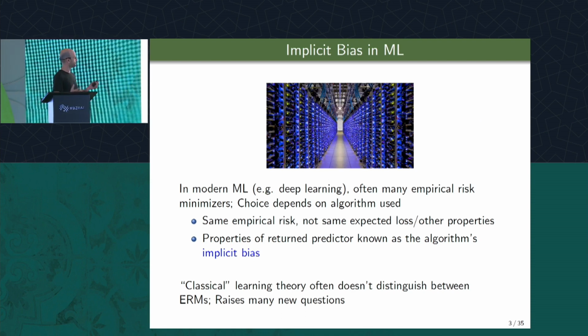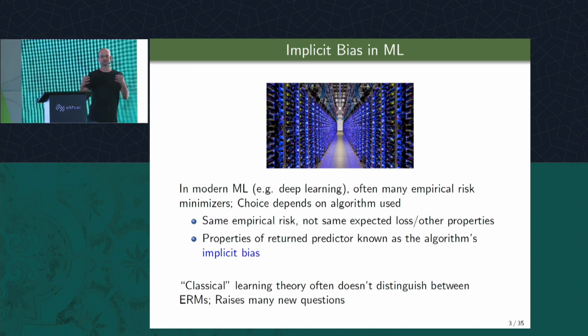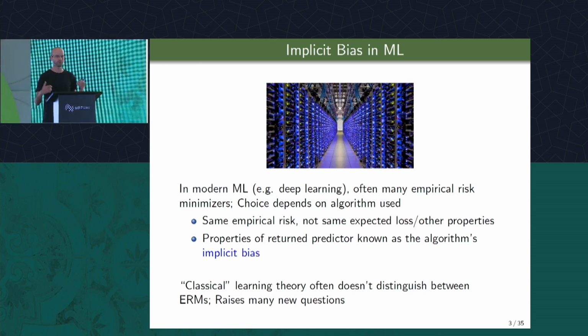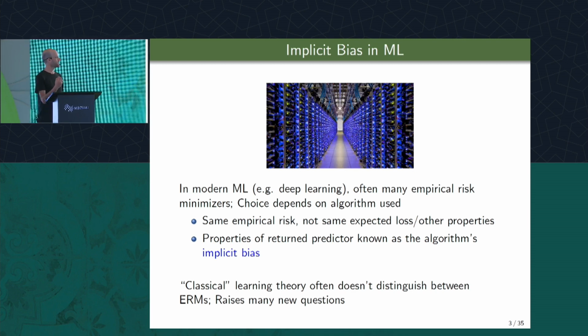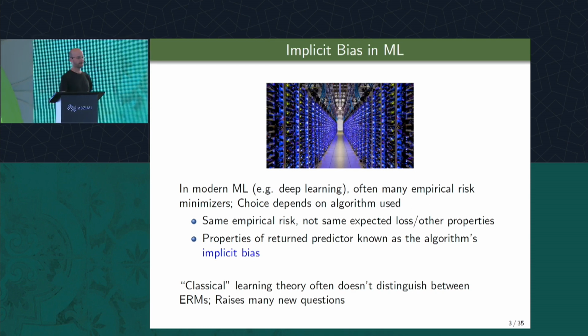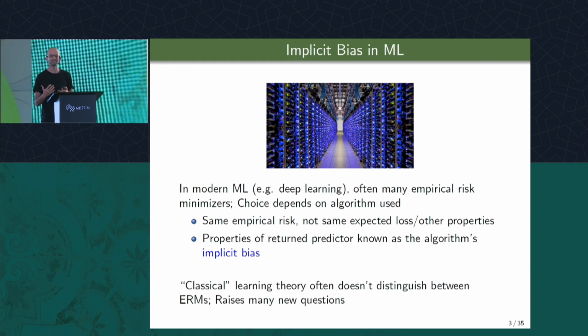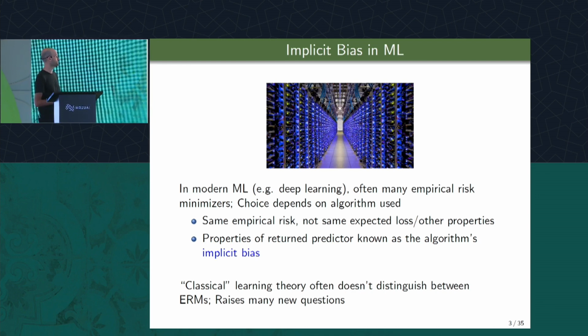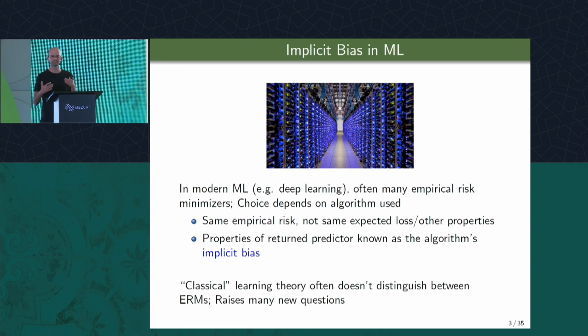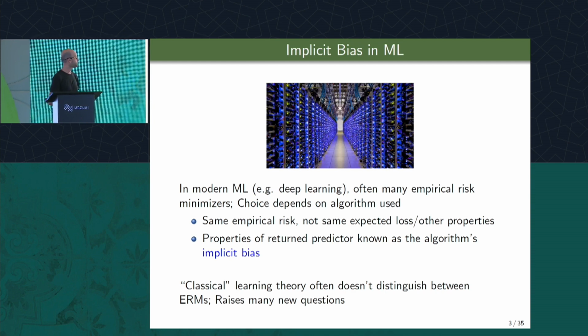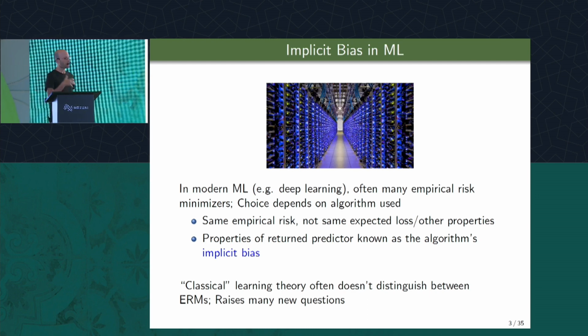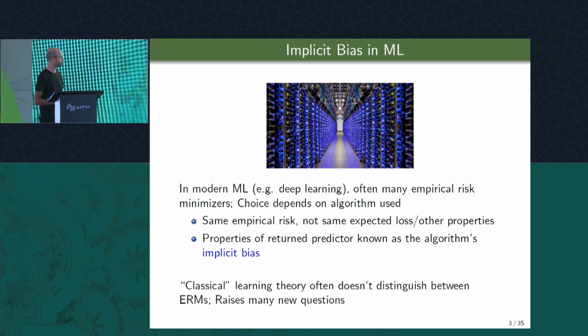Now, in modern machine learning, say in deep learning, usually we use very large predictors, which are over-parameterized in some sense. This implies that usually we don't have a single unique empirical risk minimizer, but many. The question of which minimizer we get depends on the algorithm that we use. All of these minimizers have the same empirical risk, but of course not necessarily the same expected loss or other properties. Loosely speaking, we can refer to these properties as the algorithm's implicit bias. So the fact that we use a certain algorithm to perform empirical risk minimization biases us towards certain solutions with certain properties.